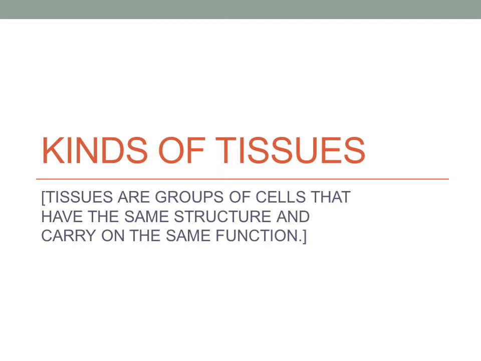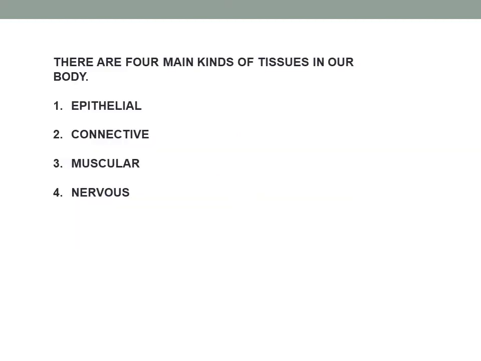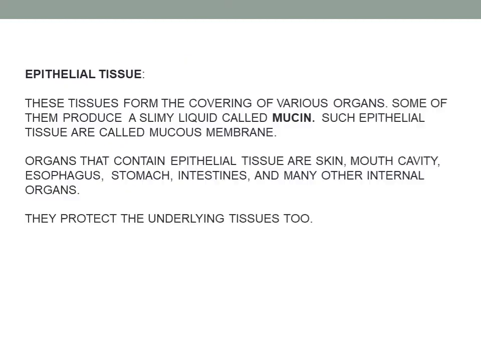So today we are going to study about the kinds of tissues. Of course, you all know what tissues are. Tissues are a group of cells that have the same structure and carry on the same function. Now there are four main kinds of tissues in our body. They are epithelial, connective, muscular, and nervous.